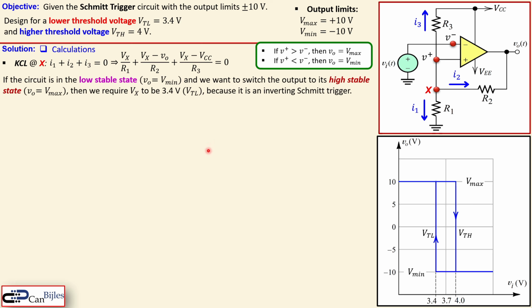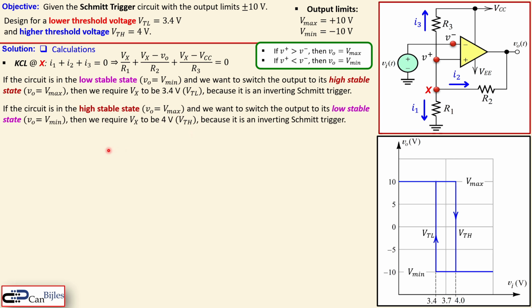Now we can say in this first condition that if the circuit is in the low stable state, which is then VO is V minimum, and we want to switch to the high stable state, so we would like to go up, then we require that the Vx must be 3.4 volts. That's actually the reason why it is helpful to draw this diagram to see why and when the switching happens and what kind of requirements you have. Because this is also an inverting Schmitt trigger. So we have already some information here.